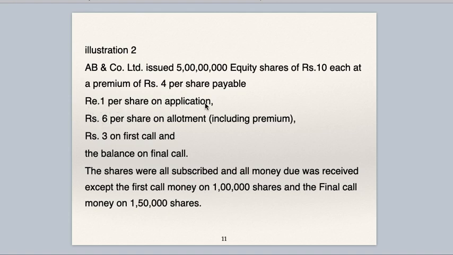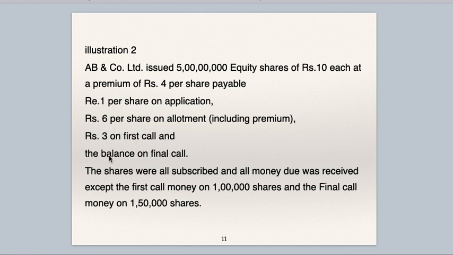Rupee 1 per share on application, rupee 6 per share on allotment, including premium. Premium is 4. So you have to write breakup of 6 here, 2 plus 4. 4 is premium. This 6 includes 4 premium. So 4 per share should go to securities premium and 2 per share should go to share capital.